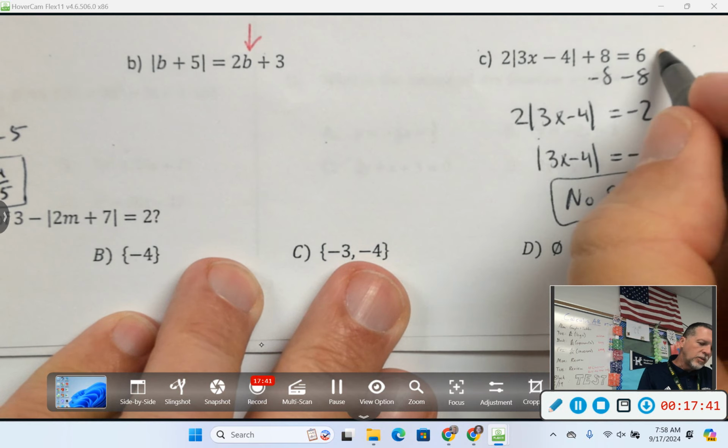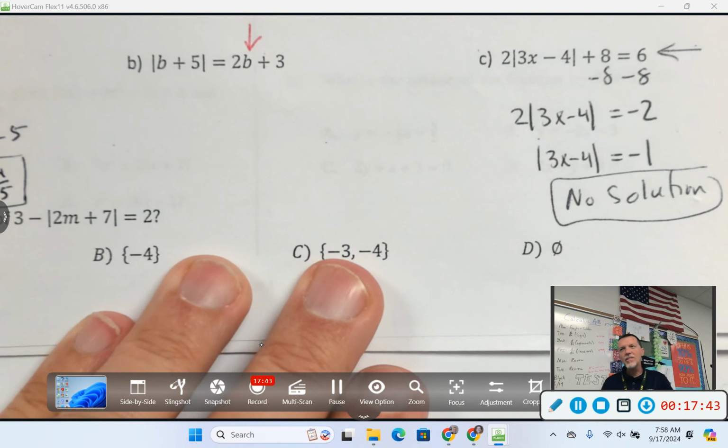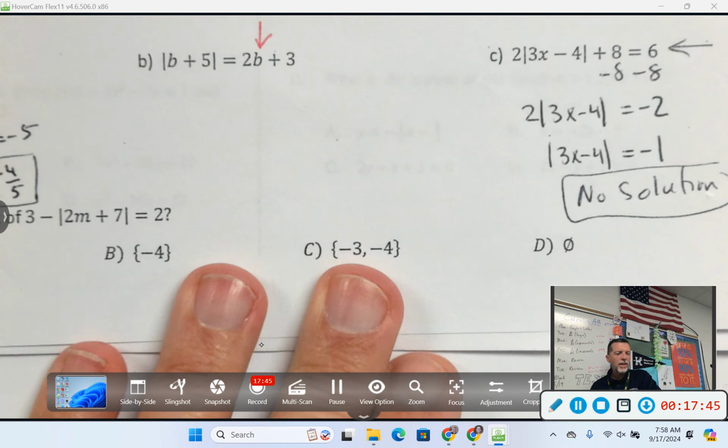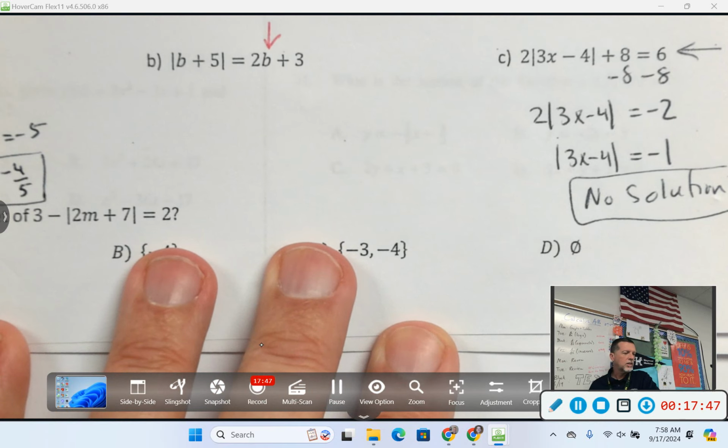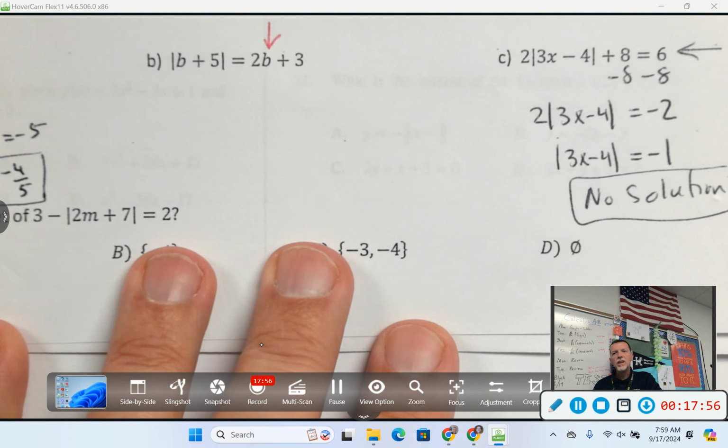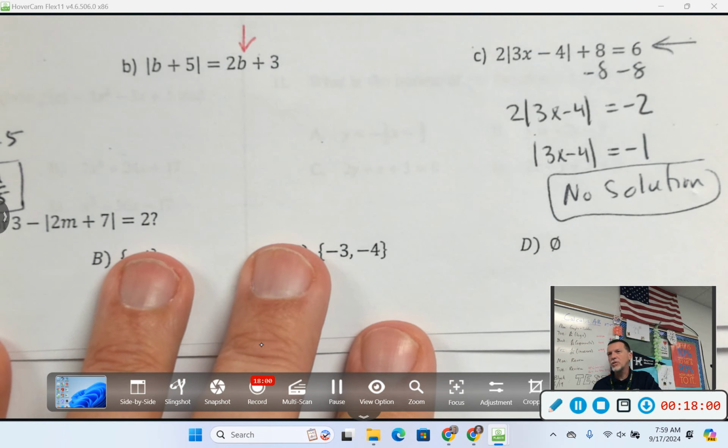So again, don't make the call initially. You can't really tell. Get the absolute value by itself, and then you can make that call. A and C are good examples of that, because A starts out with a negative, so maybe you're suspicious, but it ends up working. C, there's hardly any negatives in the problem, and yet it's no solution once you move things around.